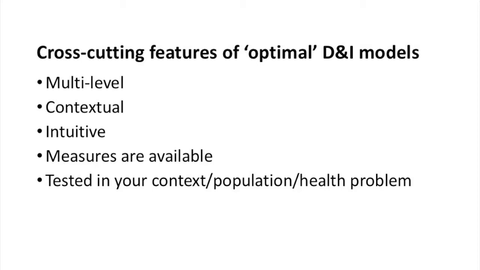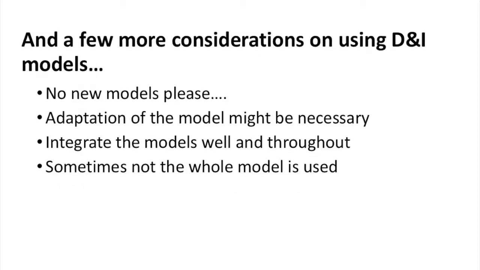So if it has been used in your context, population, or for the health problem they use, that's not a bad guidance for this. I know that we have colleagues who are trying to develop more rigorous guidelines on how to choose D&I models. I don't have those yet. And then finally, a few requests and suggestions. No new models, please. I think everyone can find one that will work, or at least work close enough that you can adopt it. And very often you will need to adapt your model somewhat.